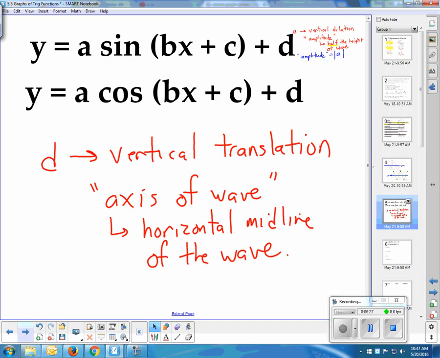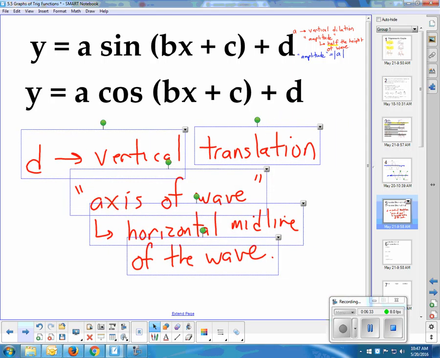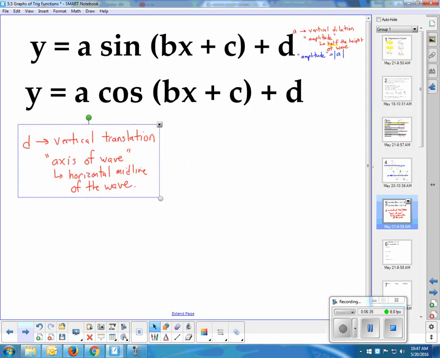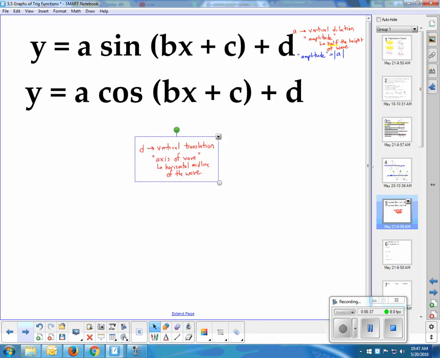So that's our second transformation. D gives us a vertical translation. It affects the axis of a wave, which is the horizontal midline of the wave. I'll take that and we'll slide it out of the way as well.